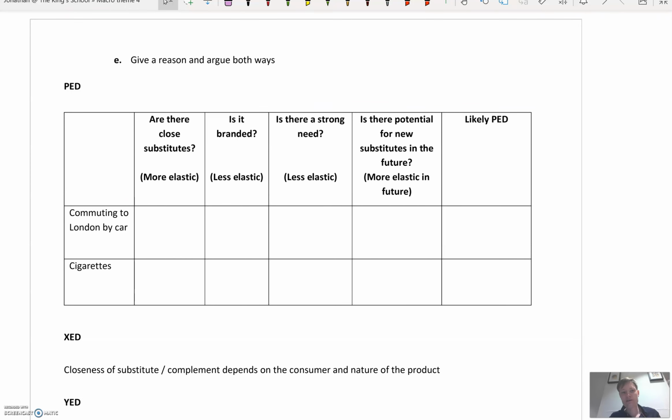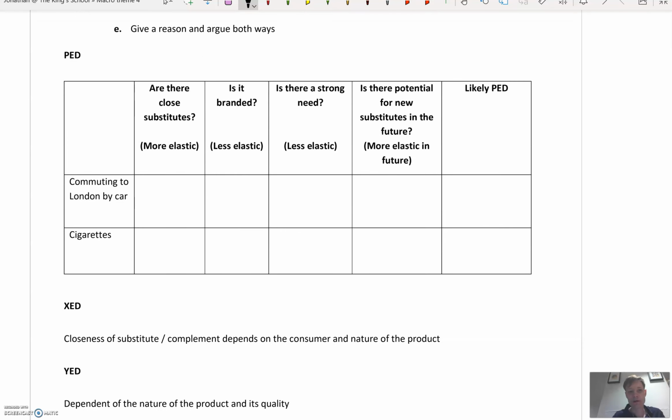Finally, you can give a reason and argue both ways, and this is your evaluation. Your evaluation is now a little bit more difficult, and for PED, I would go with this table here. So you could ask yourself, are there close substitutes? Let's do just 2 examples.